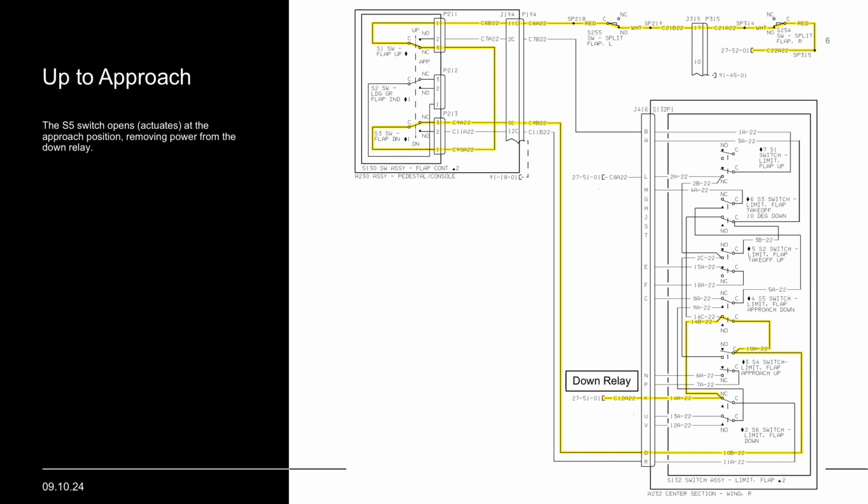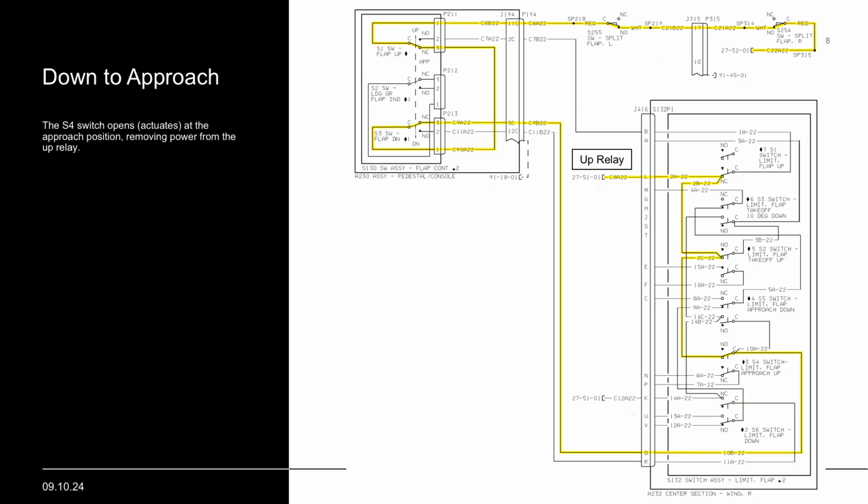So, when the flaps move from up to approach, the S5 switch opens or actuates at the approach position, removing power from the down relay. When the flaps move from approach to down, the S6 switch opens or actuates at the down position, removing power from the down relay.